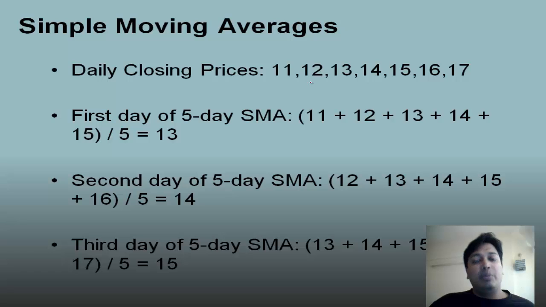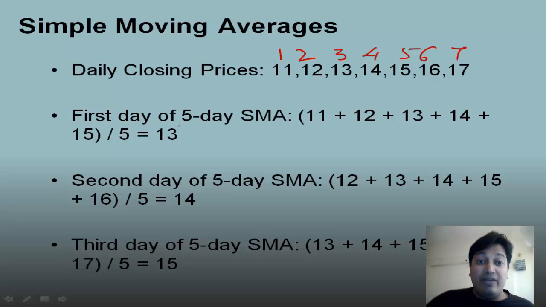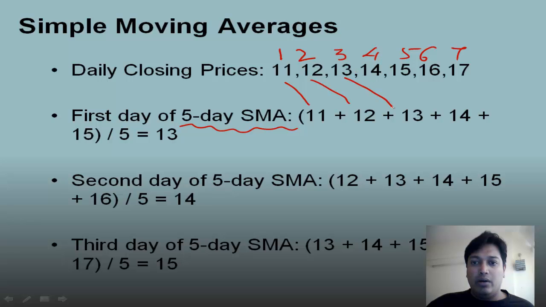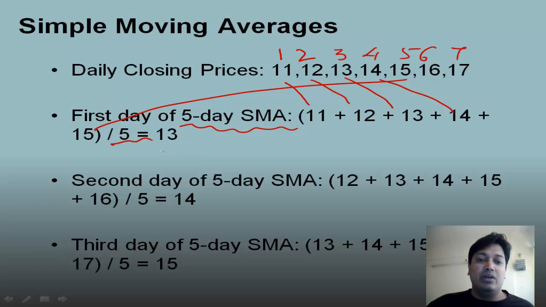So let us understand how simple moving averages are constructed. These are the daily closing prices for that particular stock. It starts from 11. So on the first day it is 11, second day it is 12, third day it is 13, fourth day it is 14, fifth day it is 15, sixth day and seventh day. Now if you are looking at a 5-day simple moving average on the first day, then what we are basically going to do is add the 5 days and divide it by 5. Why 5? Because the moving average is 5, isn't it? And the average price will be 13. Now this price of 13 is going to be plotted on the chart.